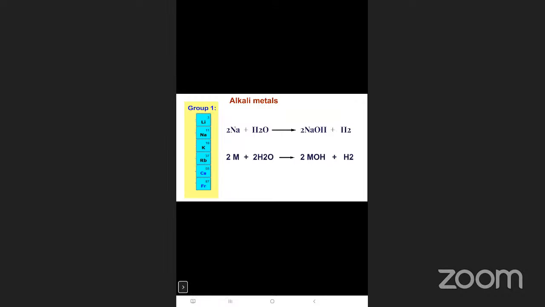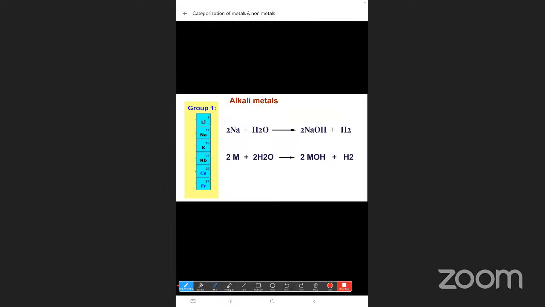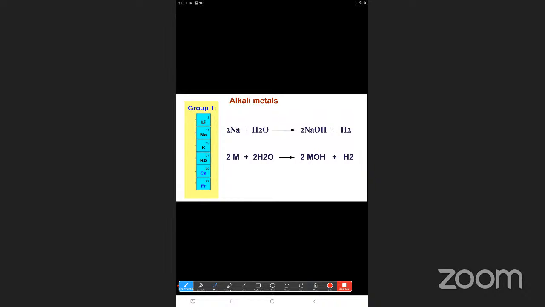So here, this group 1 elements are metals. Okay, 1A group elements are completely metals. We can also call them alkali metals. The name of the 1A group elements is alkali metals. So in this group 1 we have lithium, sodium, potassium, rubidium, cesium, and francium.